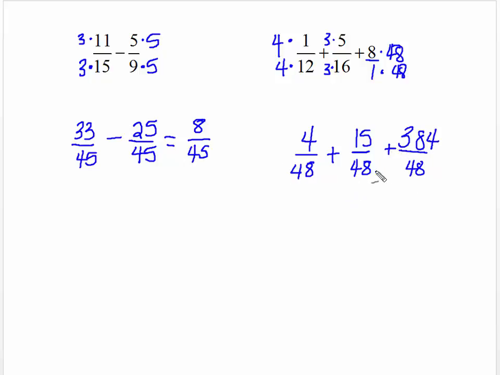And again, we have the same denominator all the way through, so my final answer is going to be over 48. And then I add the tops together. So 4 plus 15 is 19, plus 384 is 403. And that's an improper fraction. Of course, I could put that into a mixed number as well. But that is the final answer. No matter what we're doing, whether we're adding or subtracting, I need to have the lowest common denominator and then combine my new fractions together.